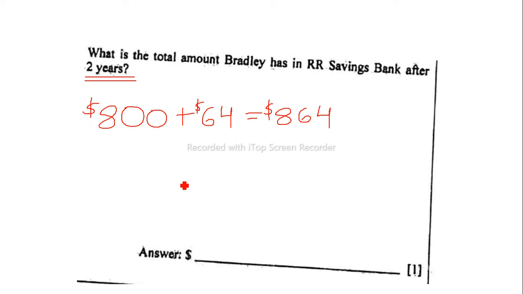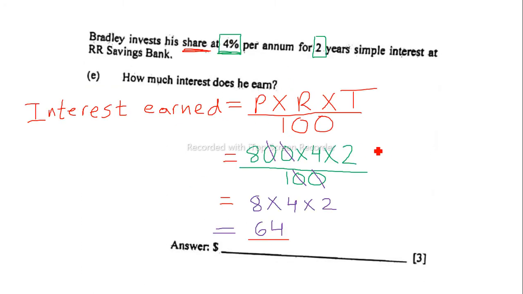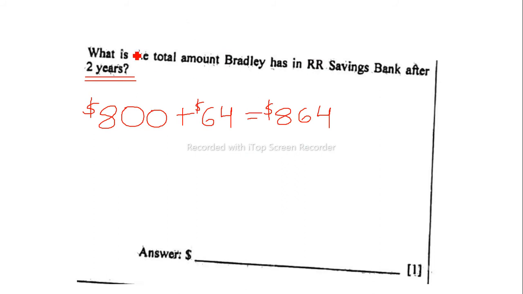Oh, I could see the question before this. Okay, no problem. The question before was this. You write that down. That's E. How much interest did he earn? Oh yeah, I got that. I was checking something. Okay. Total amount Bradley has in his savings bank after 2 years.